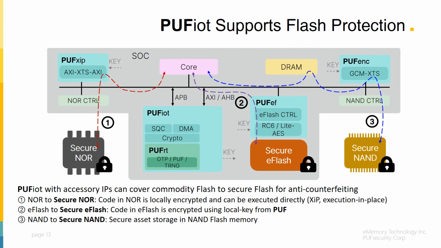PUFiF can help convert embedded flash memory to secure embedded flash memory. Code in embedded flash is encrypted using a local key from PUF. Third, PUFenc can help convert NAND flash to secure NAND flash. Assets are encrypted in NAND flash memory. Since the data capacity is large, it needs DRAM as a buffer to store the encryption and decryption plaintext data.